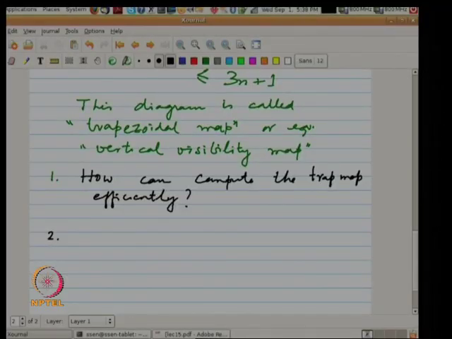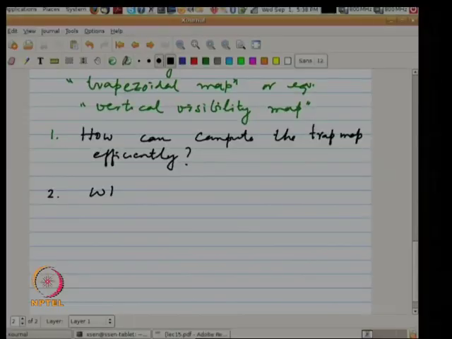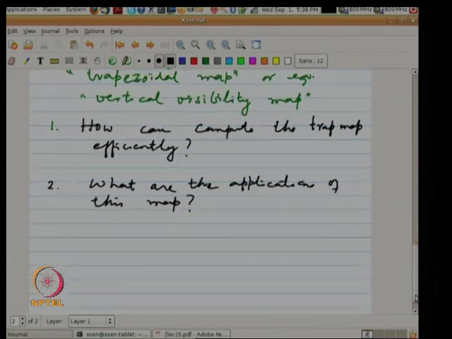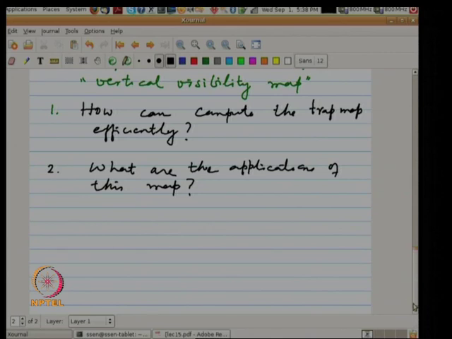How can we compute the trapezoidal map efficiently? And second, what is our interest in this problem? Why are we looking at it? I will try to answer the second question first, and then we will make a few observations about the first one, how we actually construct it. So, what are the applications? In particular, we want to see how triangulation is related to this problem.